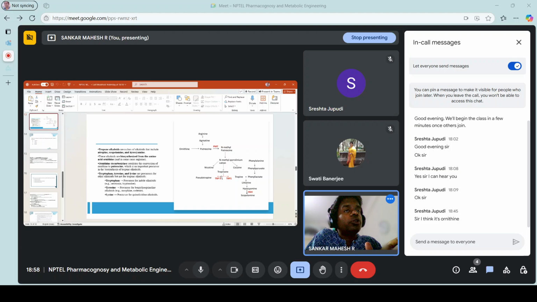Right. The next question is to identify the correct pair of chemically transformed isoquinoline alkaloids among the following. So four different options are given here. Reticuline.